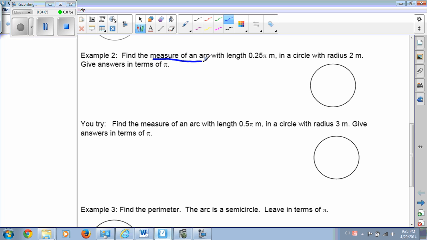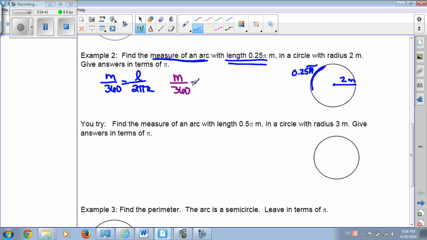Find the measure of an arc. Okay, so this time we don't know the degree, but we know its length is 0.25 pi. So maybe here's our arc. We know it's 0.25 pi, but we don't know how many degrees it is. But we know the circle has a radius of 2 meters. So we're still going to use our proportion, but instead of not knowing the length, we don't know the measure. So M over 360 equals L over 2 pi r. So this time we don't know what the M is. So M over 360 is equal to, our length though is 0.25 pi divided by 2 pi r. So 2 times, if we put a radius here, is 2. 2 times 2 is 4, so it's 4 pi.